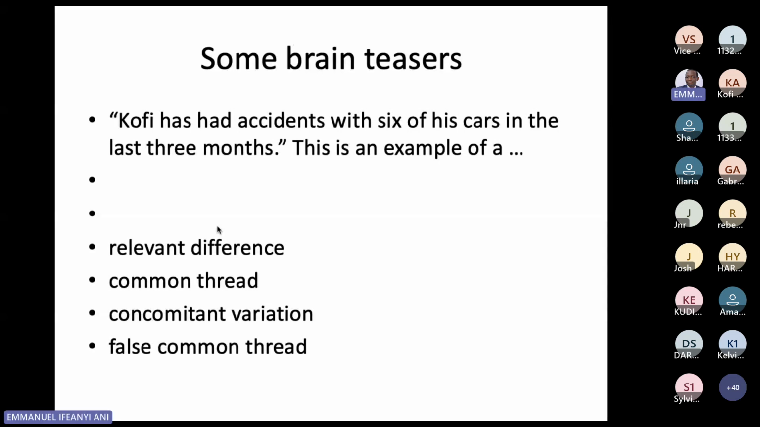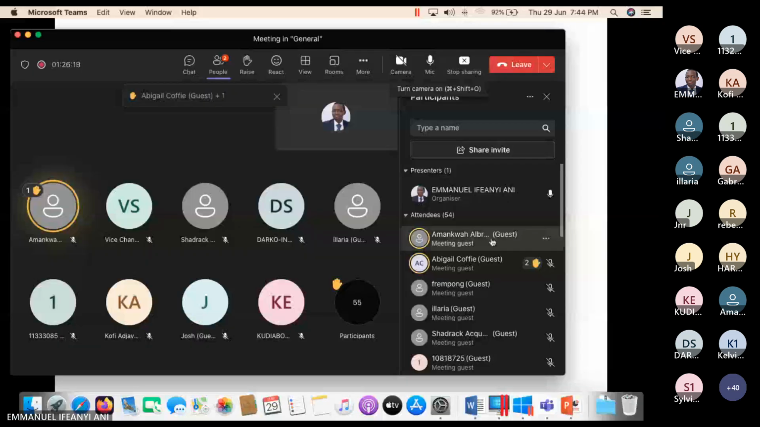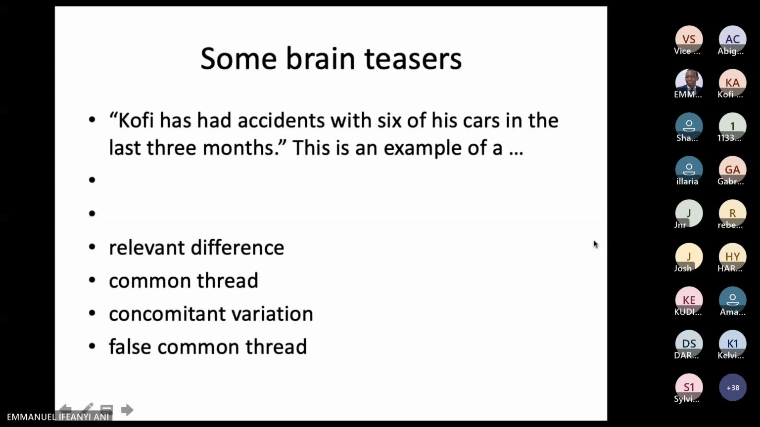Yeah, so someone is raising his hand. That's Amankwa. Amankwa, can you answer the question? Or Abigail? Please, as a common trend. Okay, that's good. So the common thread running through all these acts is what? It's Kofi himself. So Kofi is a common thread running through the accident.